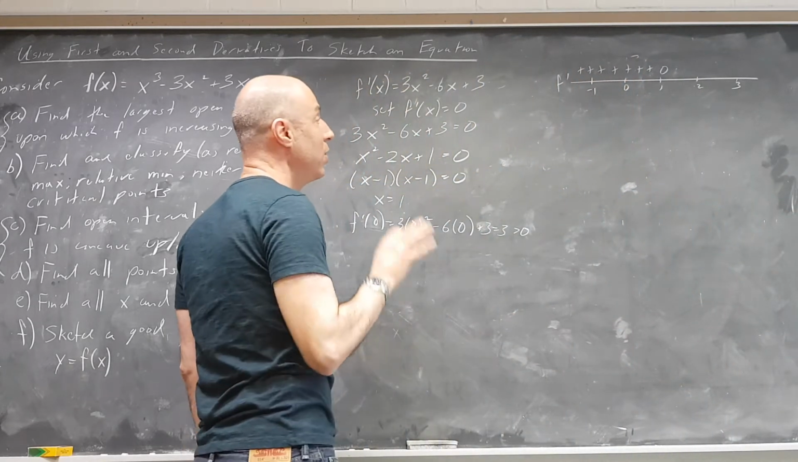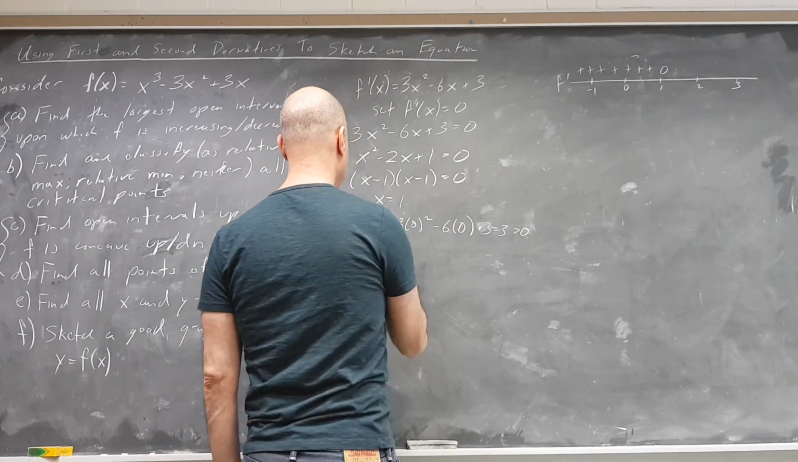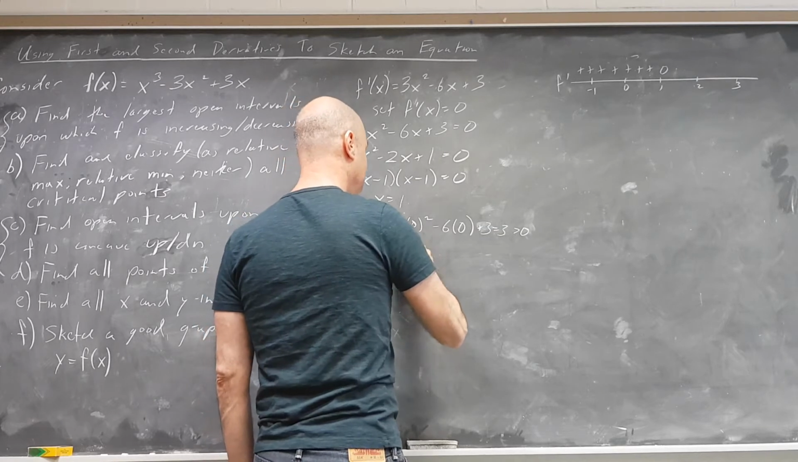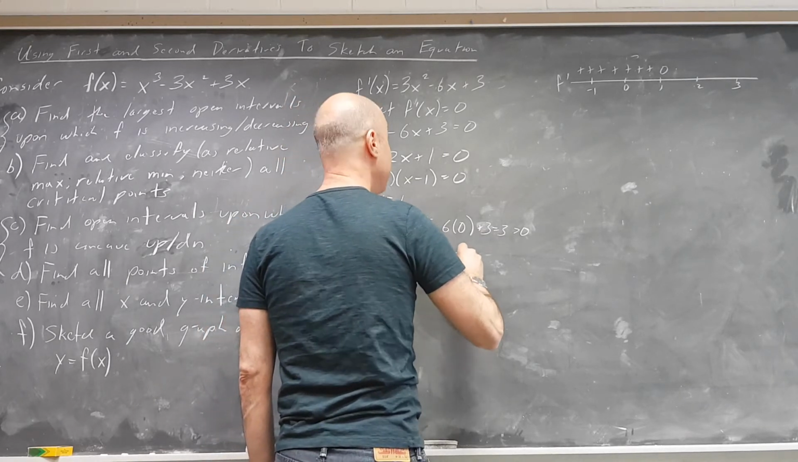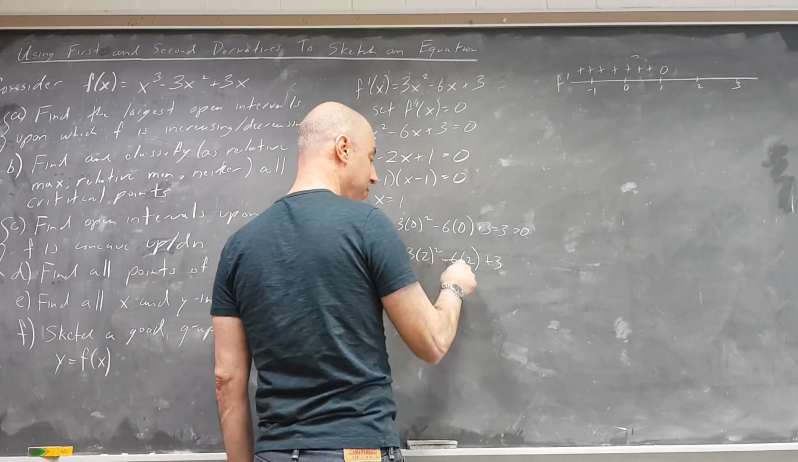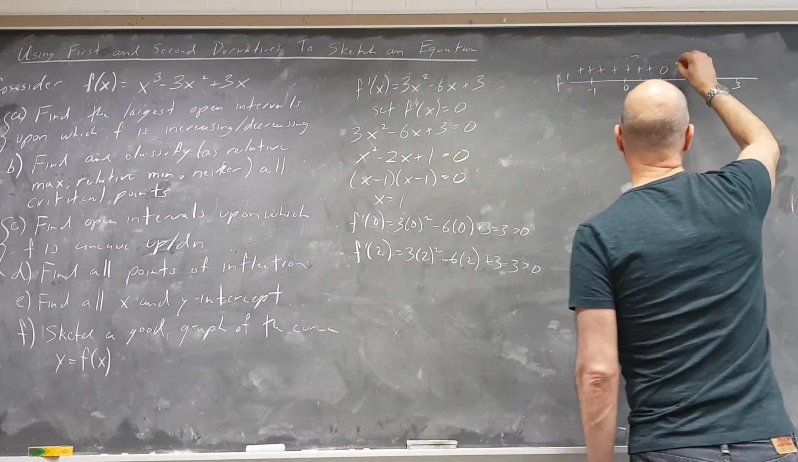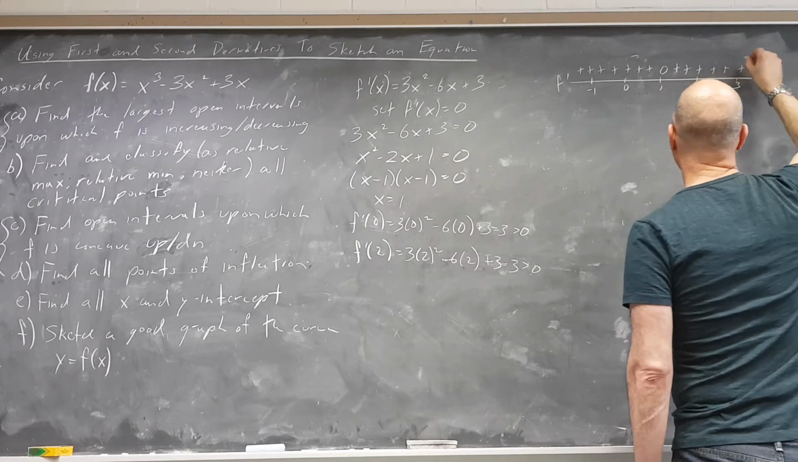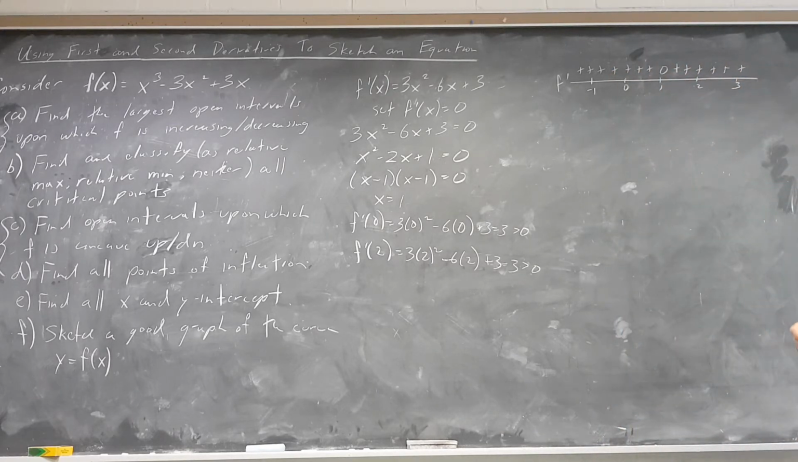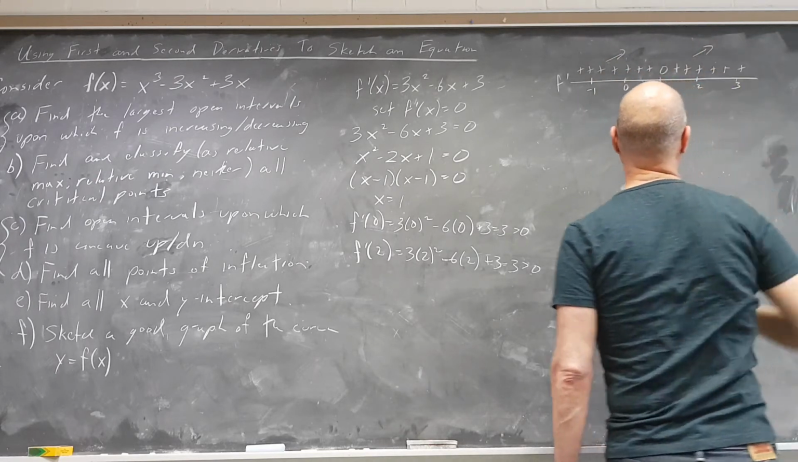And let's plug in a value to the right of 1. How about we plug in 2? F prime of 2 equals 3 times 2 squared minus 6 times 2 plus 3. That's 12 minus 12 plus 3. That's 3 again. That's also positive. This is a first derivative sign chart. I can use my up and down arrows. Remember to always put your arrowheads on the right. So up arrow, up arrow.